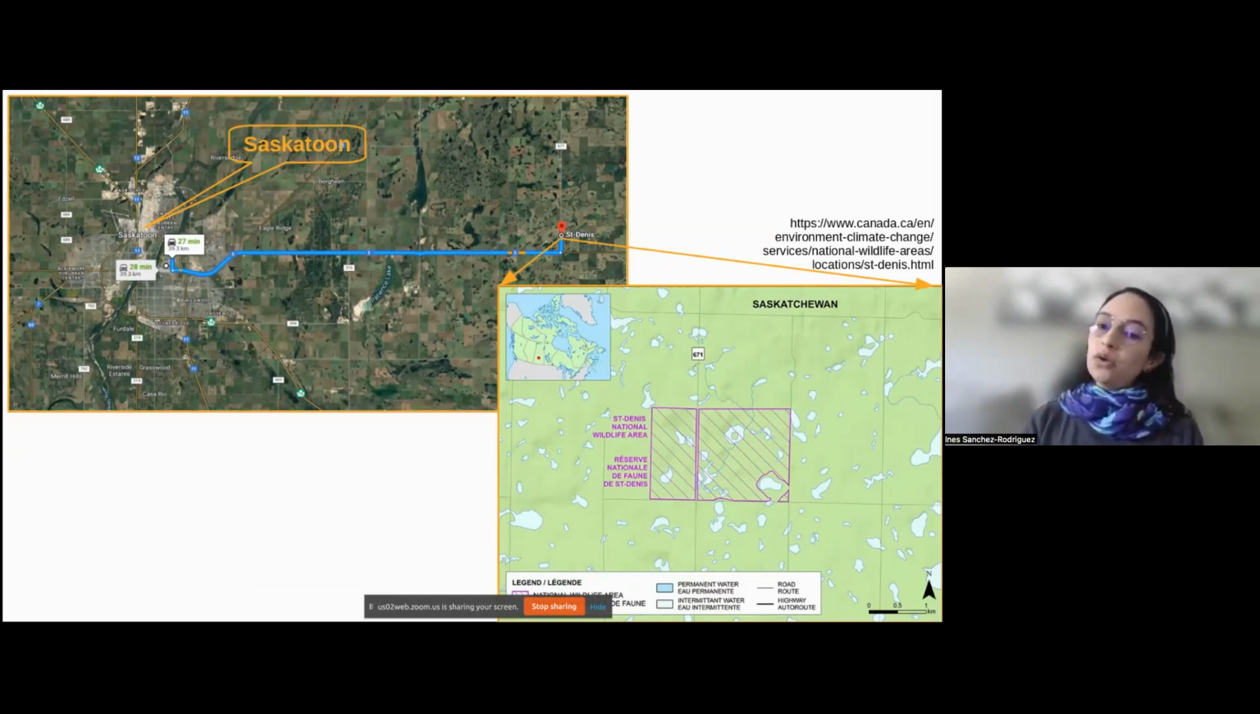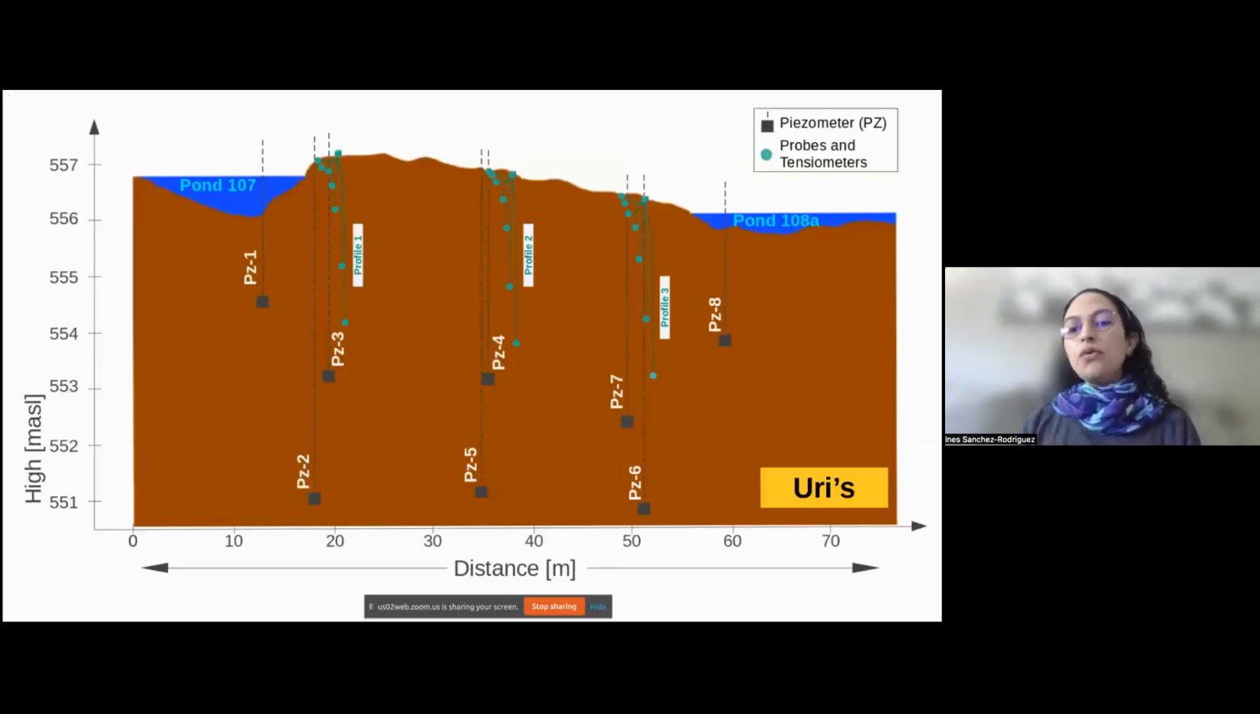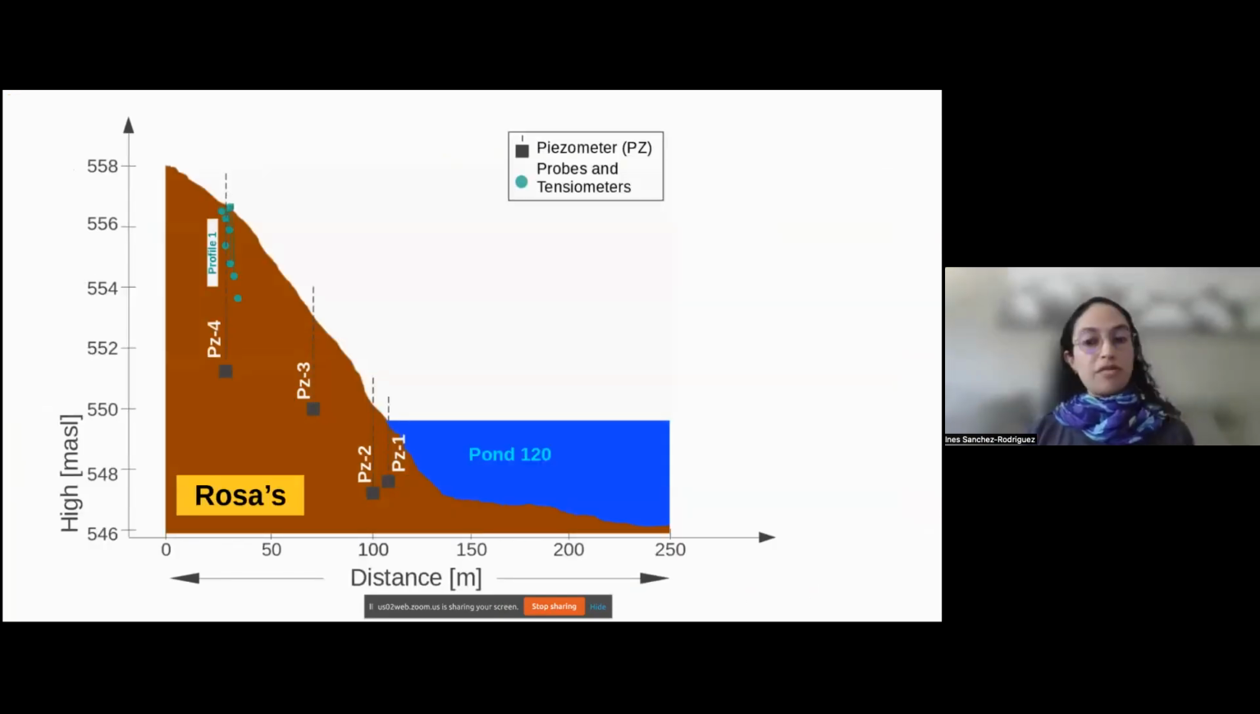They are Uri and Rosa. Uri's transect, or also we call Lowland transect, is located between pond 107 and pond 108A, and it comes with 8 piezometers, 3 profiles in depth for measurements of soil moisture, moisture potential, and liquid water content. In the north side, Rosa's transect, or upland transect, has 4 piezometers and 1 profile.